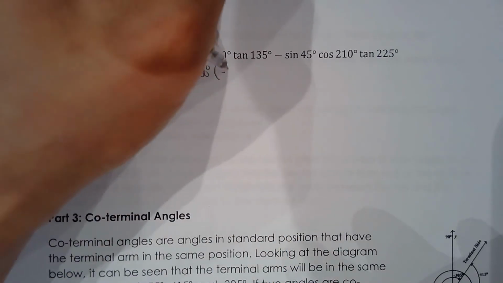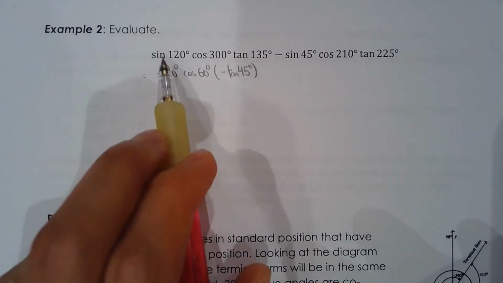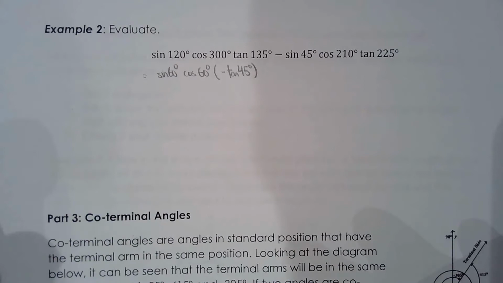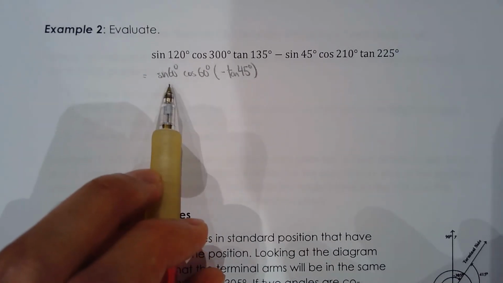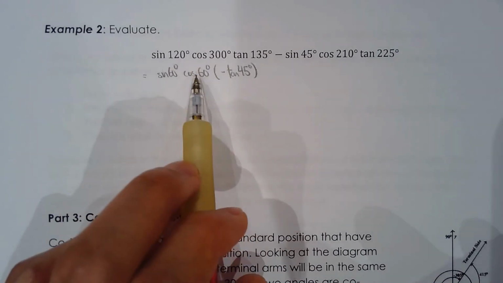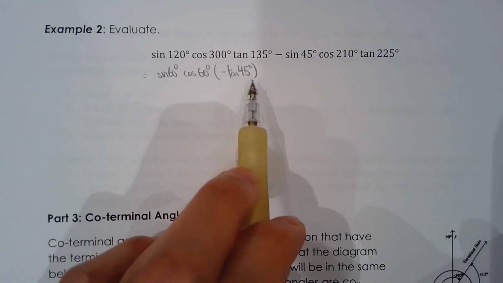It's negative tan, and what's the reference angle? 45 degrees. So these are equivalent trigonometric expressions. Sine 120 degrees is identical to sine 60 degrees. Cos 300 degrees is identical to cos 60 degrees. Tan 135 degrees is identical to negative tan 45.